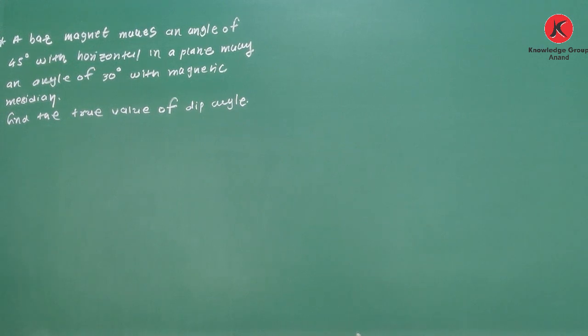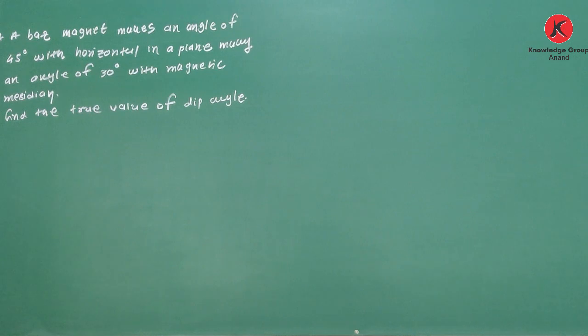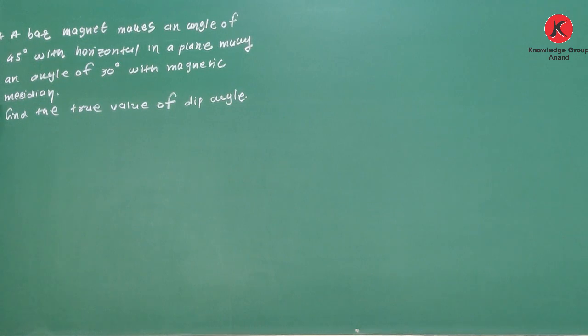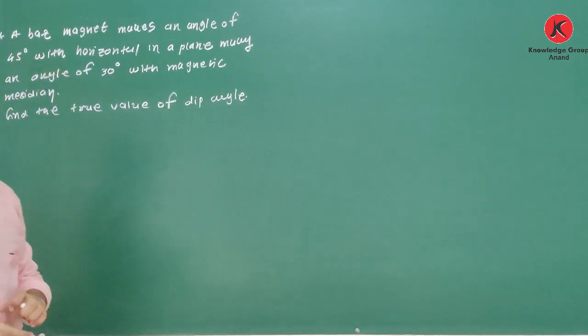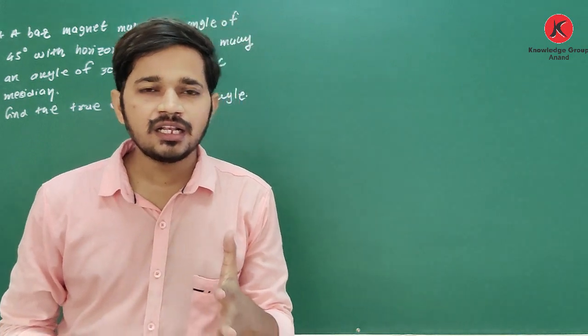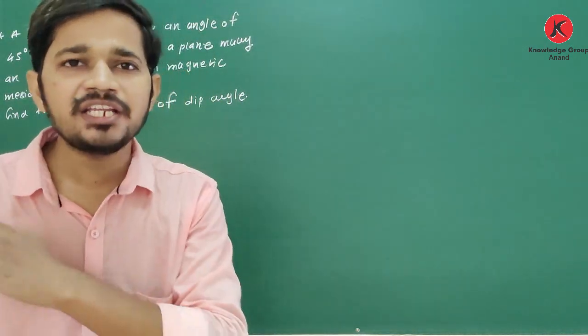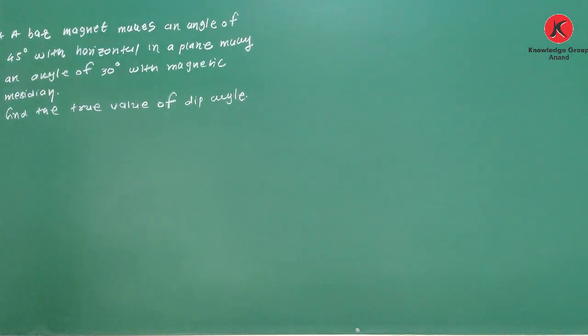Now the next question: a bar magnet makes an angle of 45 degree with horizontal in a plane making an angle of 30 degree with magnetic meridian. Find the true value of dip angle. See here, this 45 with horizontal is not the dip angle, because the true dip angle is in the magnetic meridian. Here what is given? See, I will explain.